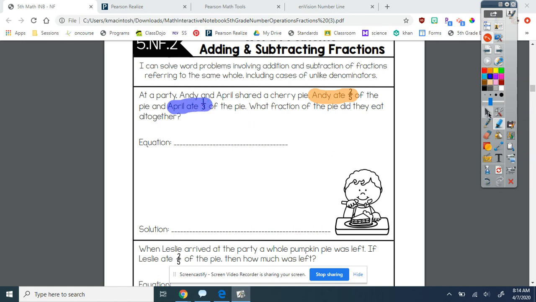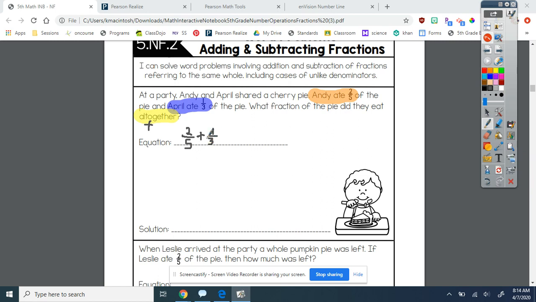I want to reread my question and figure out what it's really asking. So what fraction of the pie did they eat all together? Well, that all together part stands out to me. It signals that I'm combining them. If I'm putting things together and I want a sum or total, that should tell me I'm adding. This equation part I do want you to fill out. I'm adding these two numbers. All you have to show me is exactly that. I'm taking my 2/5, I'm adding it to 1/3.